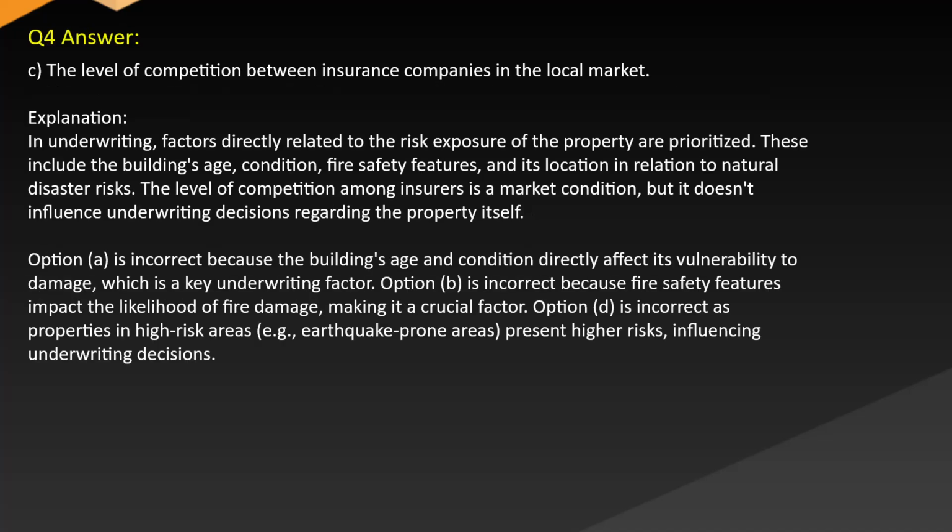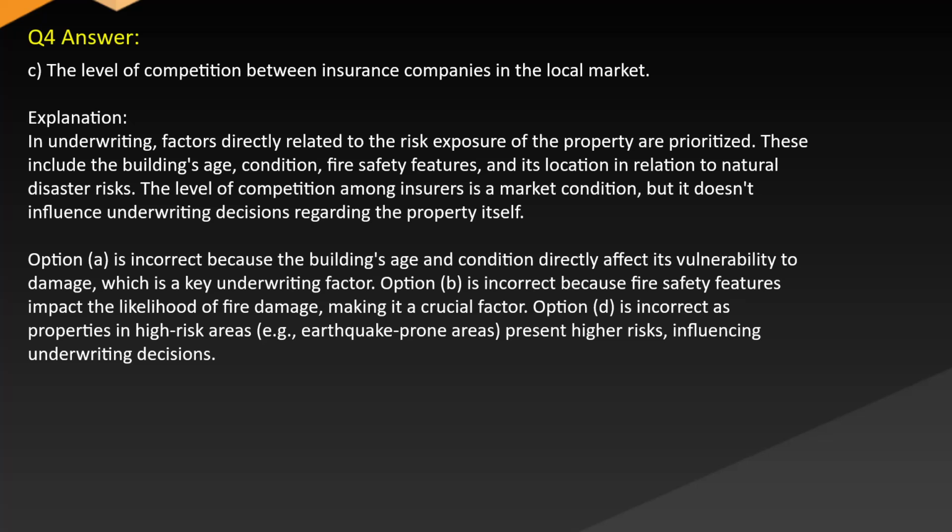Answer: C. The level of competition between insurance companies in the local market. Explanation: in underwriting, factors directly related to the risk exposure of the property are prioritized. These include the building's age, condition, fire safety features, and its location in relation to natural disaster risks. The level of competition among insurers is a market condition, but it doesn't influence underwriting decisions regarding the property itself.